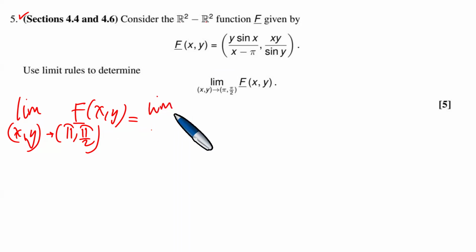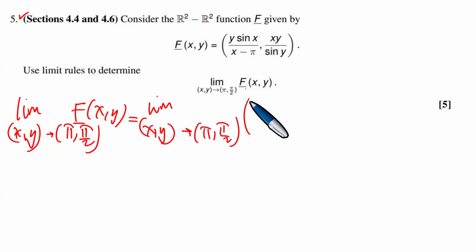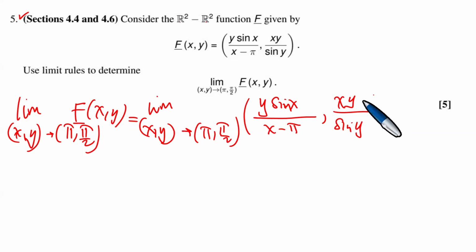Limit as x and y tends to this one, by pi over 2. We recall something, that this f of x and y is this. So the first argument is y, trigonometric sine of x divided by x minus pi. The other one is xy over this. Okay, just write clearly like this. So yeah, something like that.